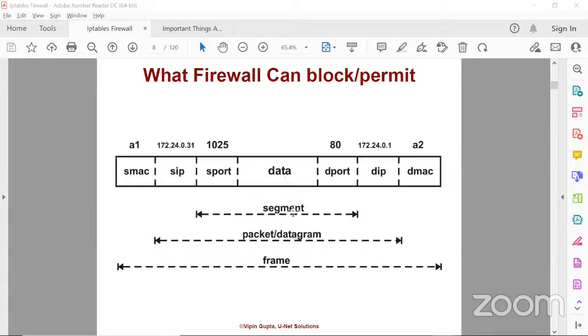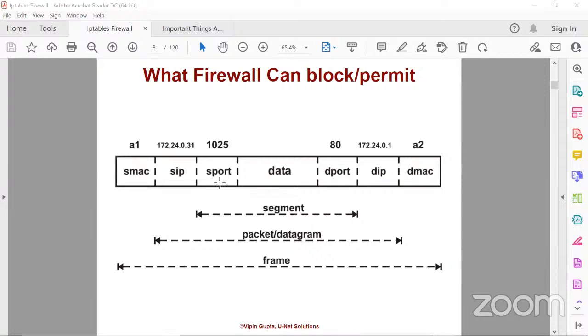So please remember, whenever you are implementing the firewall, it is not going to stop virus-type things, because when we talk about the firewall, generally 90% of the time it will block or allow on the basis of source MAC, source IP, source port, or on the basis of destination port, destination IP, or destination MAC.